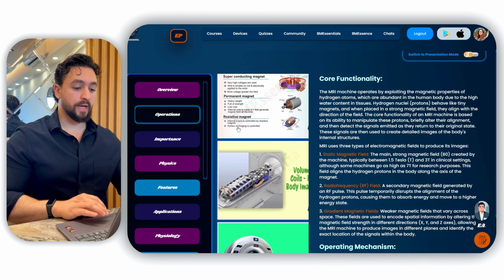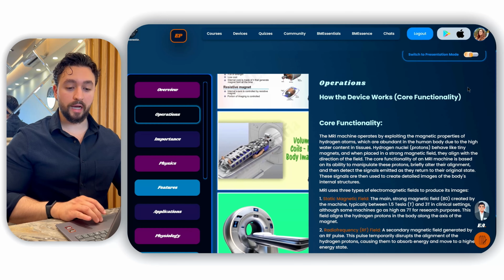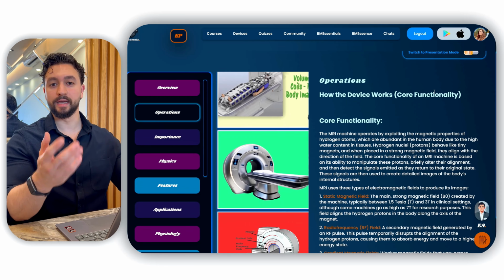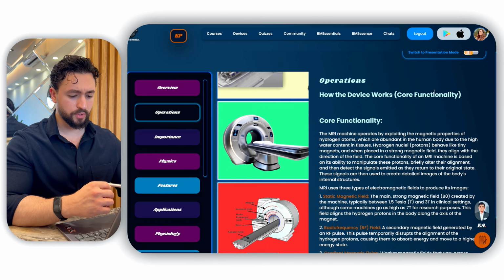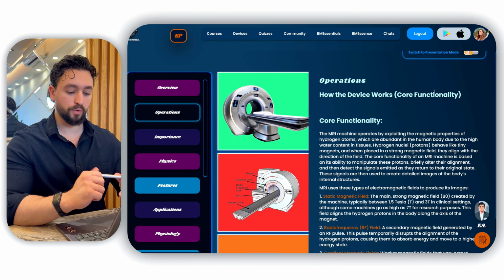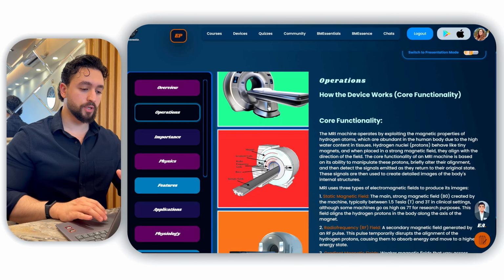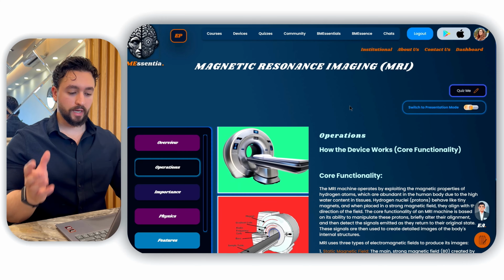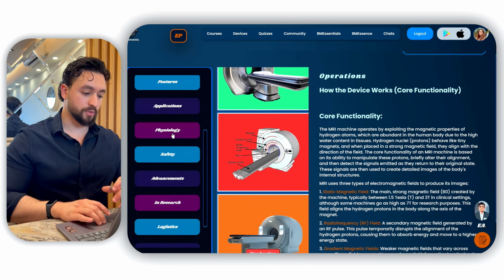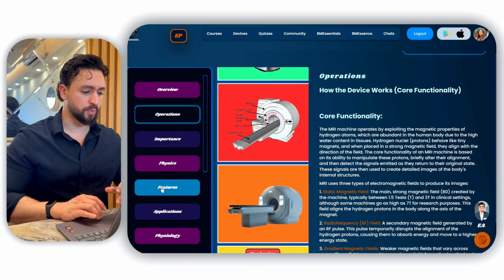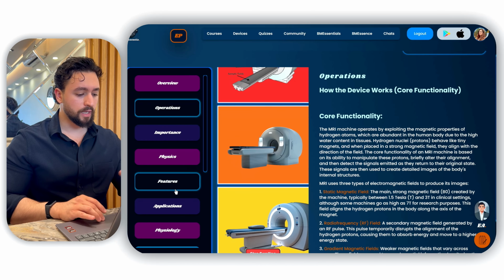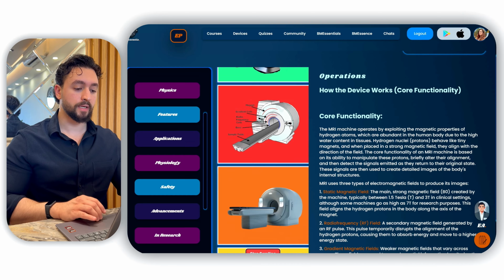So firstly, as you can see, we're using our beloved BM Essentia platform, the world's first biomedical engineering learning ecosystem, operating system, or learning biomedical institution. And we are over at the magnetic resonance imaging masterclass or device module. We have a bunch of different sections that we can look at: overview, operations, importance, the physics of the MRI device, features, applications, physiology, and so on and so forth.